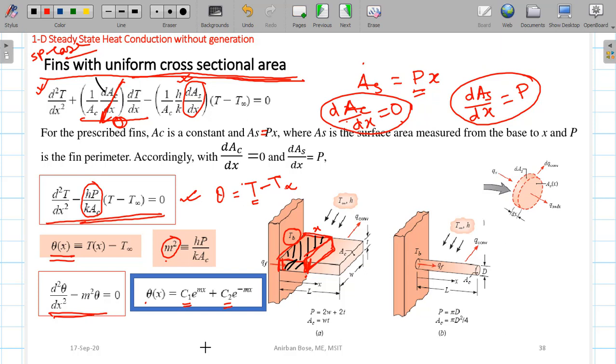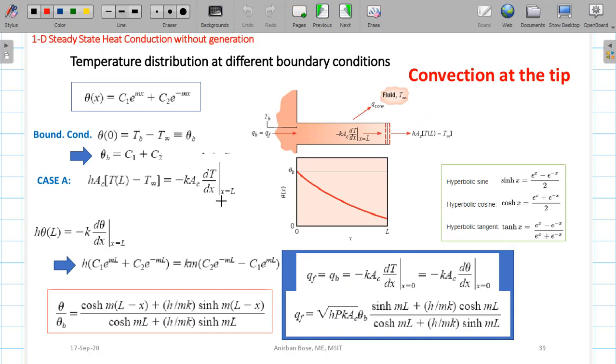How to get this C1 and C2? Definitely C1 and C2 depend on the boundary conditions. Here you can see it has been defined what P, the perimeter, is. P is pi into d for this kind of circular cross section fin, and Ac, the cross sectional area, is the area of the circle, that is pi r squared, as you know, or pi d squared by 4. So let us see how we can find out C1 and C2.